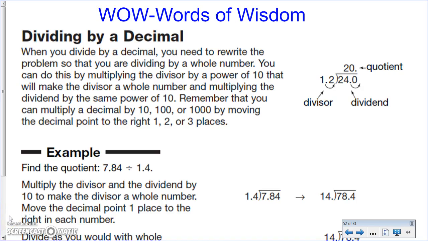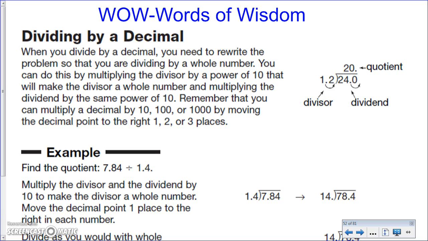As we continue with our review, we're going to look at dividing by a decimal. When you divide by a decimal, you need to rewrite the problem so that you are dividing by a whole number. You can do this by multiplying the divisor by a power of 10. That will make the divisor a whole number, and multiplying the dividend by the same power of 10. Remember that you can multiply a decimal by 10, 100, or 1000 by moving the decimal point to the right 1, 2, or 3 places.